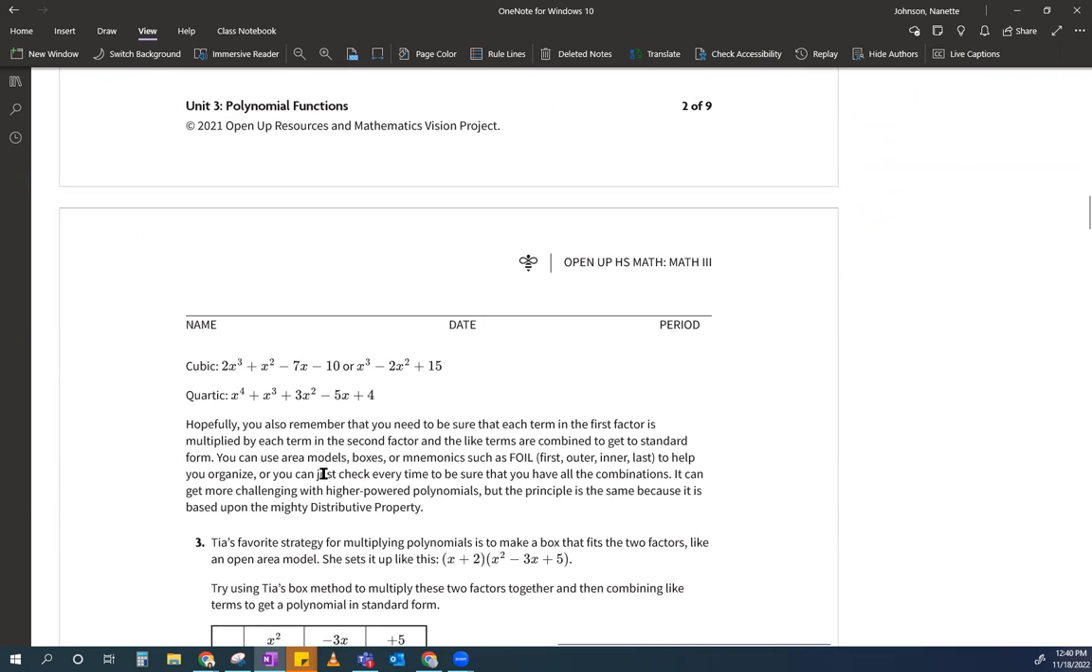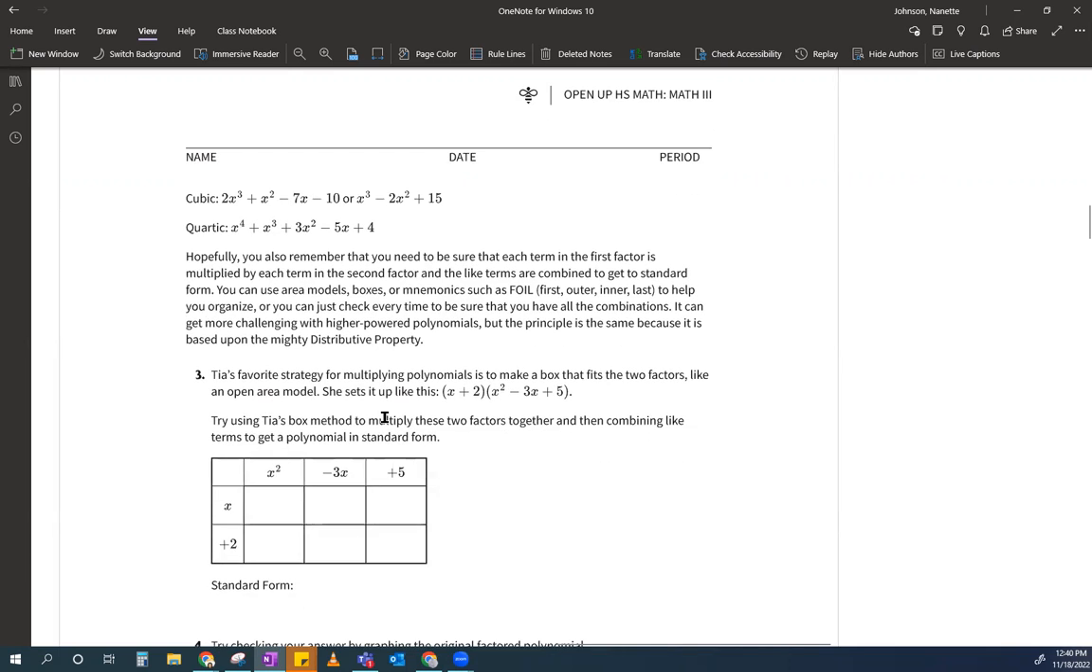And then it says you can use area models, boxes, mnemonics such as FOIL to help you organize, or you can check every time to be sure that you have all combinations. Everybody from one family went with everybody from another, right? It can get more challenging with higher powered polynomials, but the principle is exactly the same. And it's all based on the distributive property. Yes, guys, I took you back to 4th grade. That's when you learned that. So that's when you first learned it.